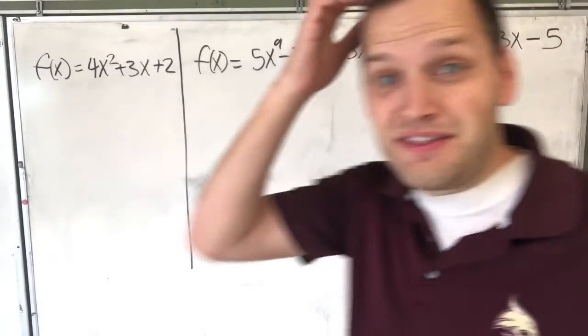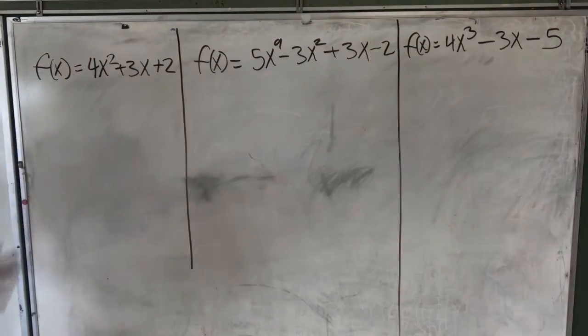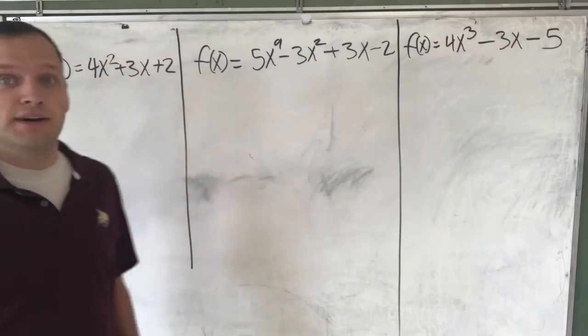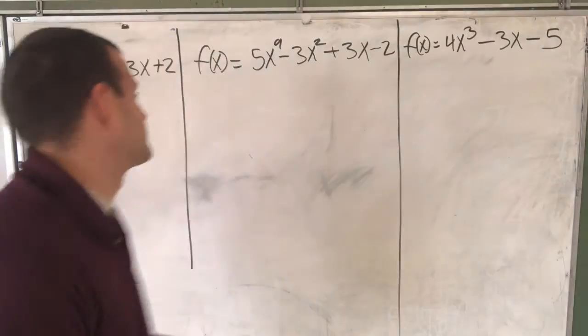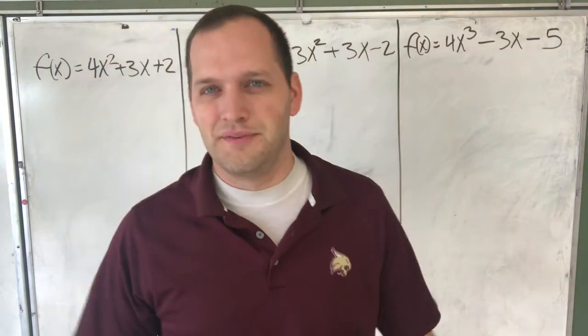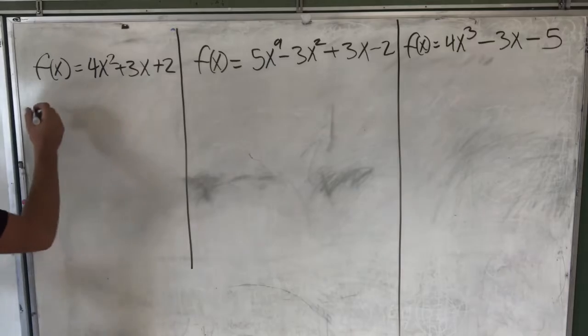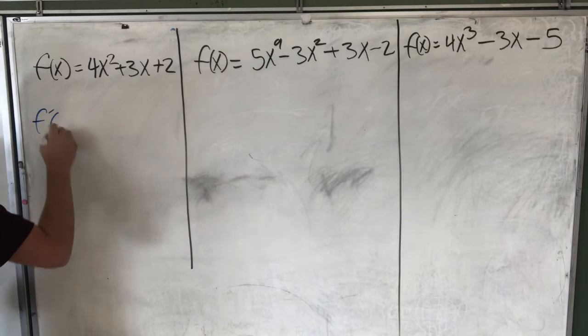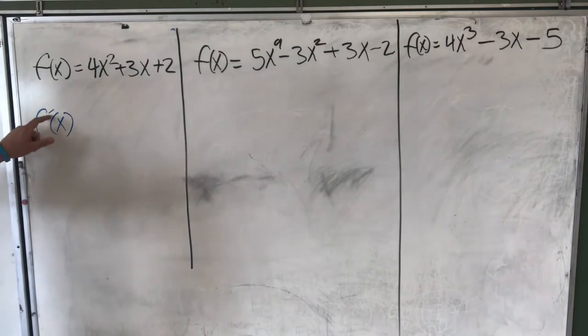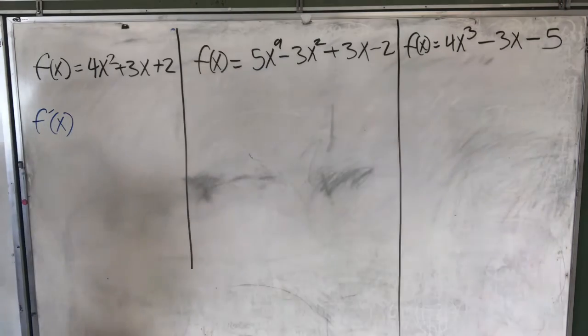All right, let's try these 3 real quick. I'm going to do the first 2. I'm going to let you do the last one. We're going to take the derivative of each of these, okay? We're not going to say difference quotient rule anymore. We're just going to call it the derivative. We're taking the derivative. We are finding f prime of x. Okay, we are finding the first derivative. That's what the prime means. We're finding the first derivative of x.